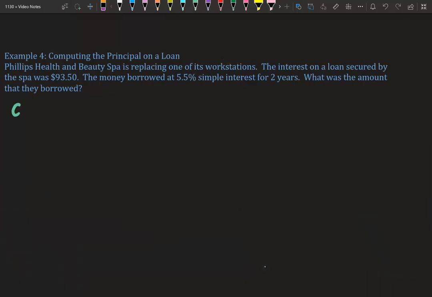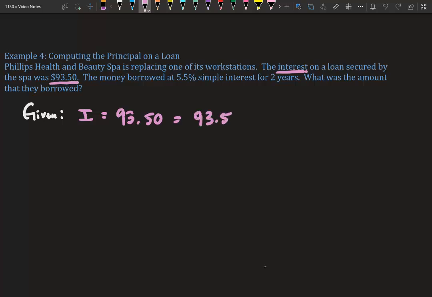So bring out what's given. Always bring out what we're given. And start assigning it letters. So it gave us that the interest paid was 93.50. So interest is always I. That's 93.50. I'm just going to put that as 93.5. Make it easier for myself. Then it told us the rate is 5.5%. So 5.5% is 0.055. And we're doing this for 2 years.